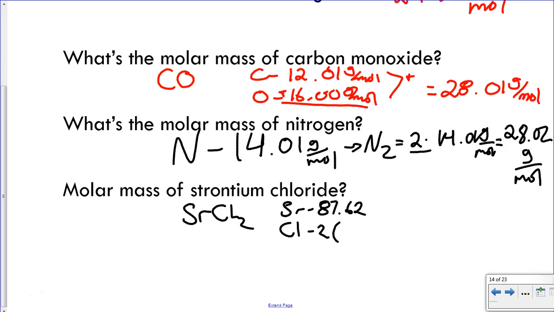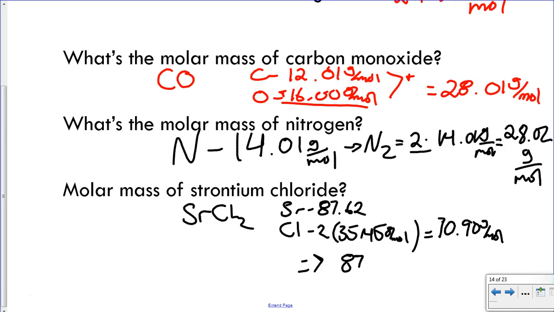So we go 2 times 35.45 grams per mole. What we get for an answer there is 2 times 35.45 is 70.90 grams per mole. And then we would add our 87.62 plus 70.9, and we end up finishing with an answer of 158.52. Yay! Grams per mole. Don't forget the units, guys.